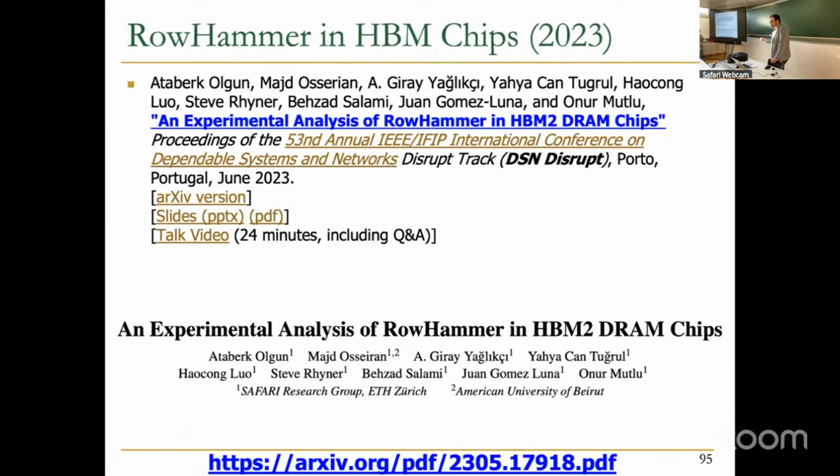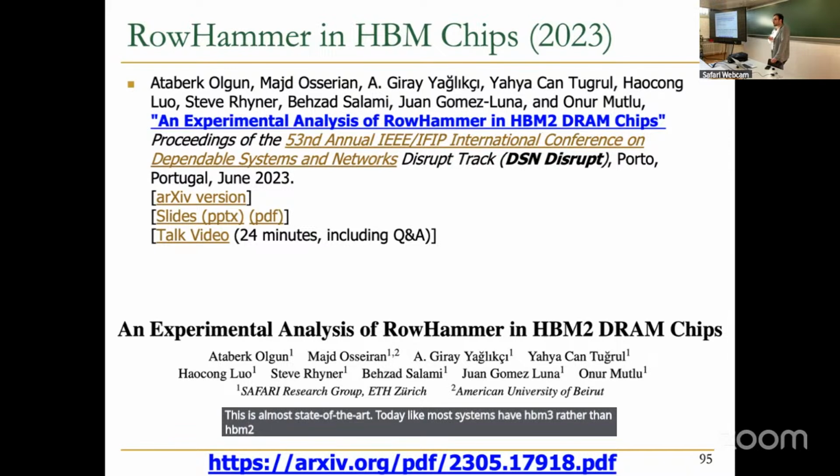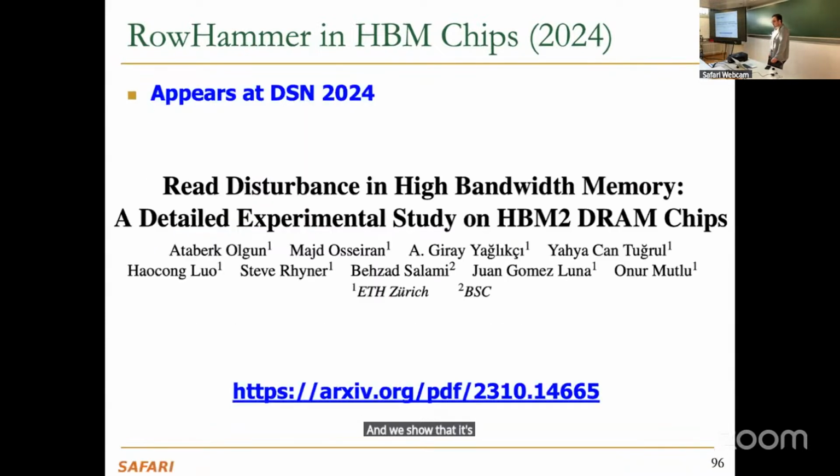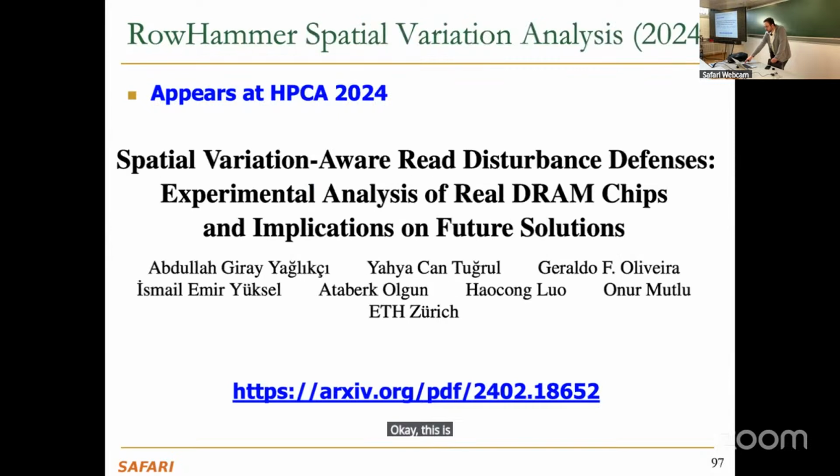And we also looked at HBM2 DRAM chips. This is almost state of the art. So today, most systems have HBM3 rather than HBM2. But if you go for FPGA platforms, you only find HBM2. So that's why we tested HBM2. And we show that it's also as vulnerable as the DDR4 chips. Okay, this is published in DSN last year.